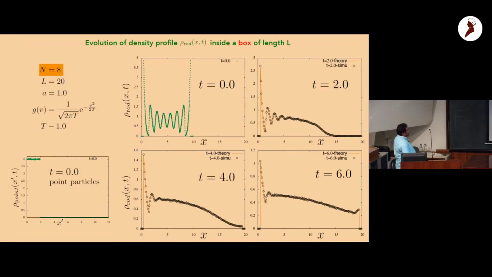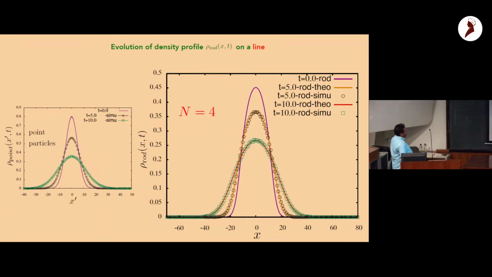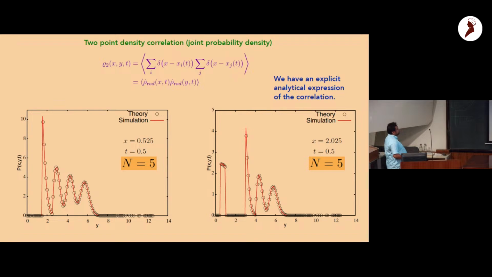Not only is this a calculation in a box. I should mention that these are calculations done recently by Meenal. And you can also do it on a line from some other initial condition. This is Gaussian, and the corresponding initial condition for the rods is this, and then you evolve, and you see the formula works pretty well. You can also compute the joint probability, which is like a 2-point correlation. This is a big formula, so I didn't write it. I have an explicit analytical expression, and it also works for any number of particles. Here I show a comparison for n equal to 5, and it works pretty well.